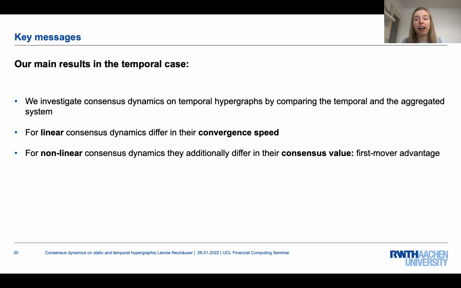We also find that, in addition to an effect on the convergence speed, the final consensus value is also impacted by temporal ordering and can differ strongly from the consensus on the aggregated static hypergraph. In particular, as I've shown you on the slides before, we can observe a first mover advantage in the consensus formation process, which would not be present in a static system.